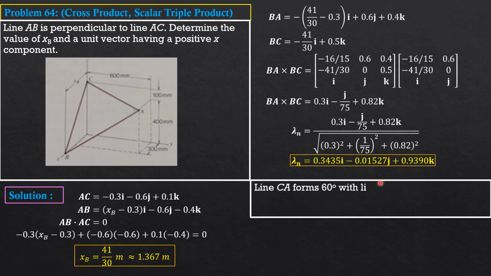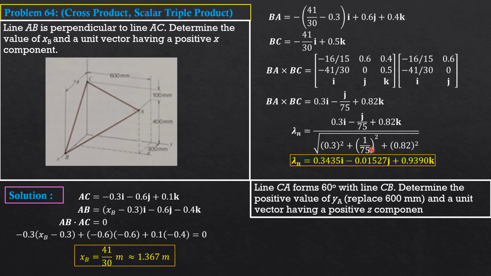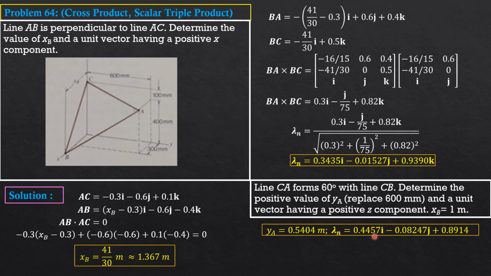Then for your part, line CA forms 60 degrees with line CB. Determine the positive value of YA. Refer to this figure. Replace 600 by YA. It is now an unknown. And a unit vector having positive Z component. Then replace XB by 1 meter. So that's your problem. And I want you to show that these are the answers. YA is 0.5404. And the normal unit vector is given by that. So that's it.